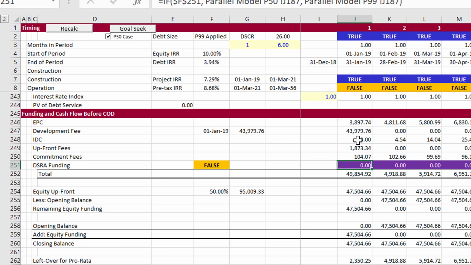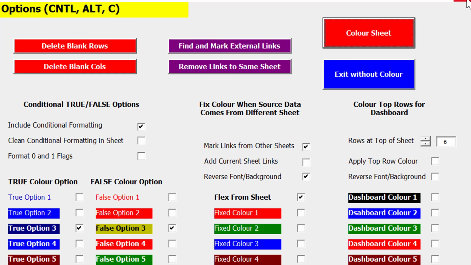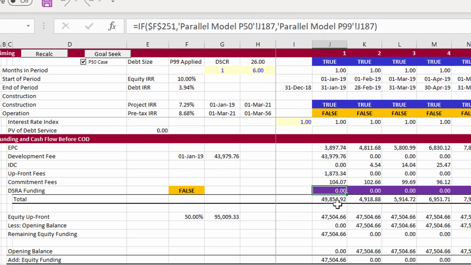I don't know how to do that, because it could come from either the red sheet or the purple sheet. I suppose what you could do is press Control-Alt-C, and you could just then say, I want it always green or blue if it comes from another sheet. Red or blue or green, but I'm not going to do that.